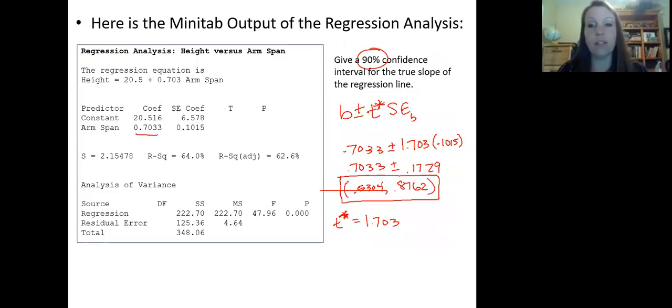So we're 90% confident that the slope of the true regression between height and arm span, like if we had everybody, not just these 29 students, would be between 0.53 and 0.87, somewhere in that interval.